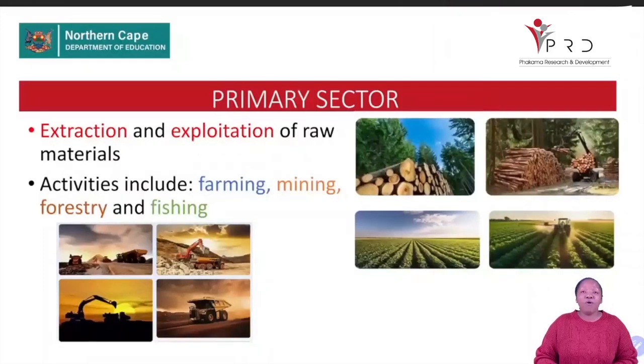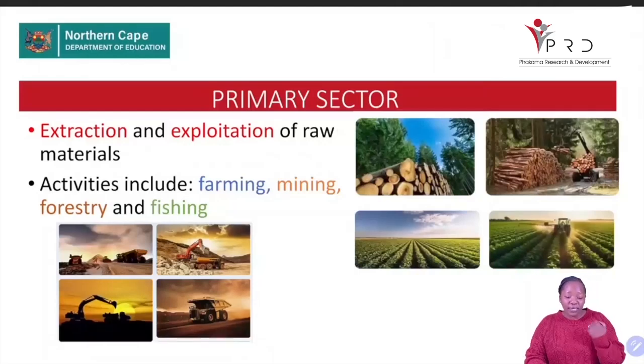So moving right along, now we're going to do each sector. So number one, we said we've got the primary sector. You must be able to know the examples of the primary sector and you must be able to define what the primary sector is. So if we go to the short definition, when we're talking about the primary sector, we are talking about extraction. So extraction, we are taking out these raw materials. Where are we taking them out? From the soil. And also the exploitation of these raw materials.